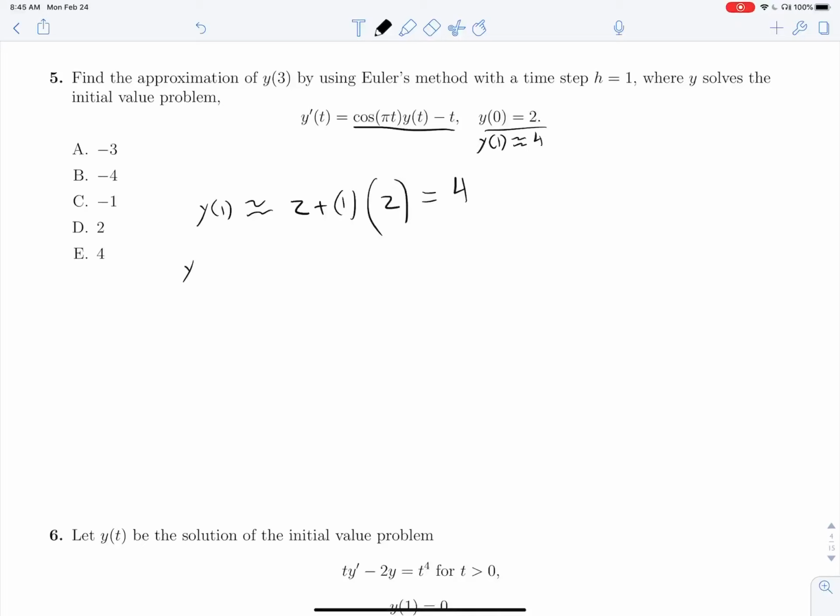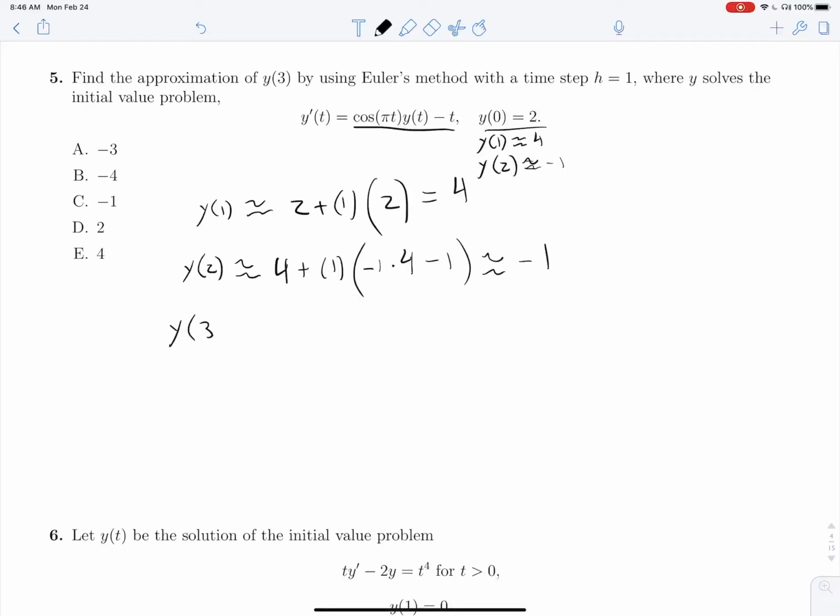And so our approximation for y of 2 will take this into account. We have 4 plus our step size, 1, multiplied by, let's see, the cosine of pi, which is negative 1, times y, which is 4, minus t, which is 1. So this will be 4 plus negative 5, or negative 1. So y of 2 is approximately equal to negative 1.